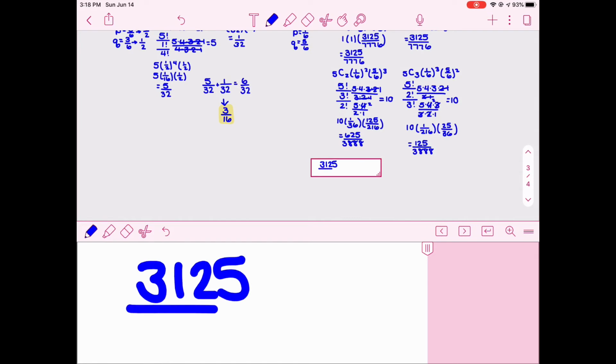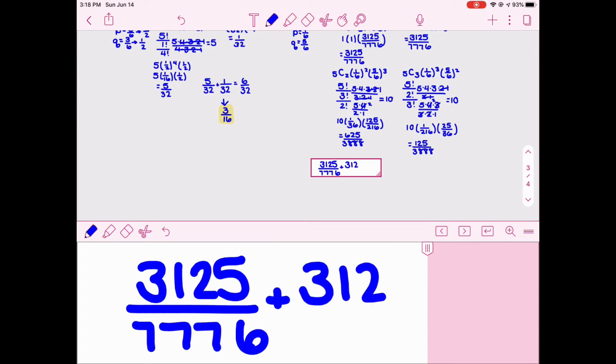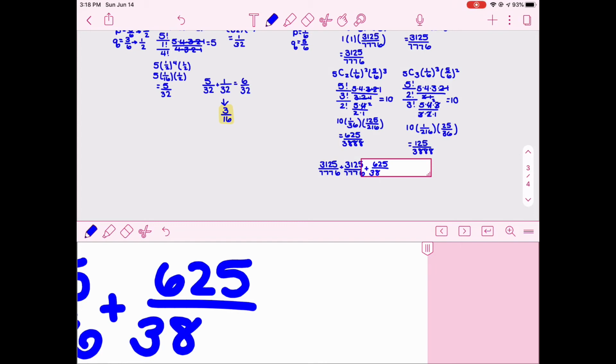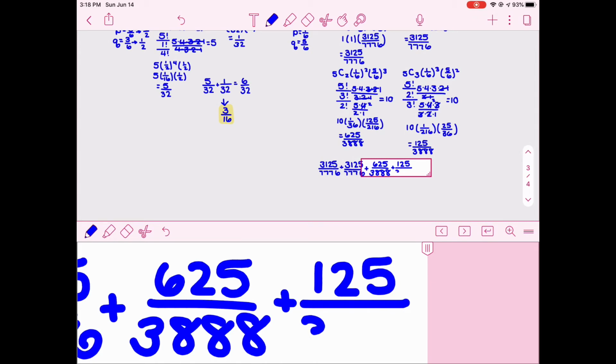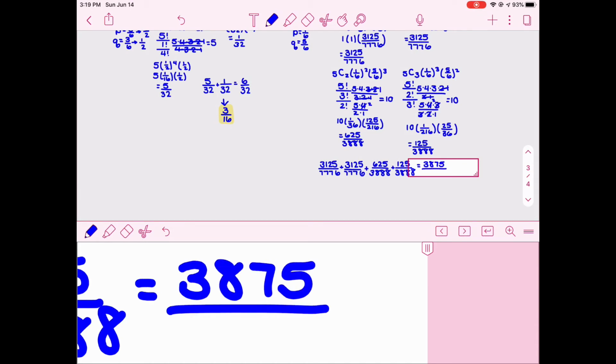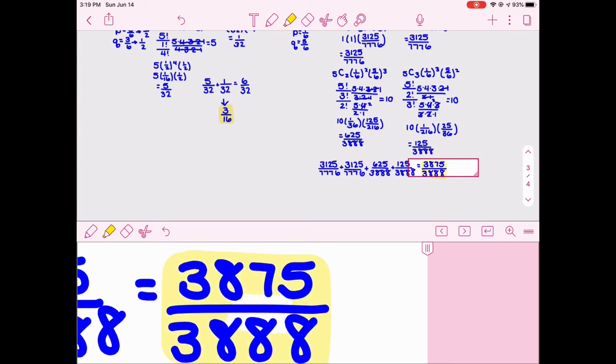So 3,125 over 7,766. You write that twice. Then you add 625 over 3,888. And then the last one, 125 over 3,888. Leaves you with a big fraction, 3,875 over 3,888. Close to 1, but not quite. So that's your final answer for part B.